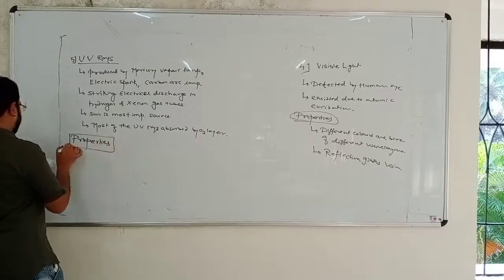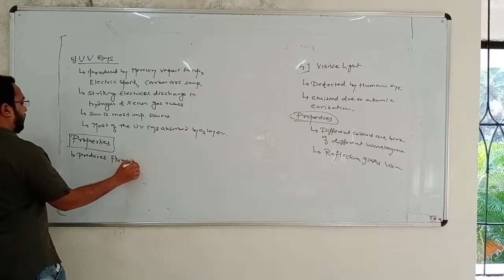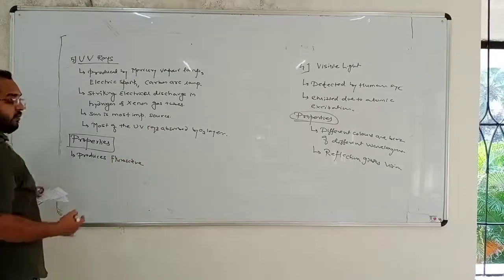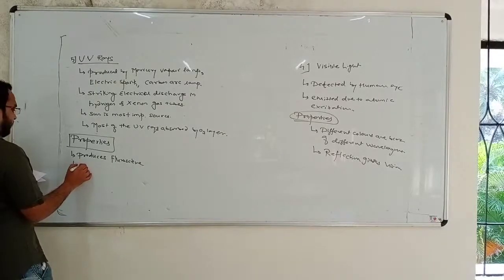Properties. They produce fluorescence in certain materials such as phosphorus. We have seen this fluorescence in gamma rays. They cause the photoelectric effect.